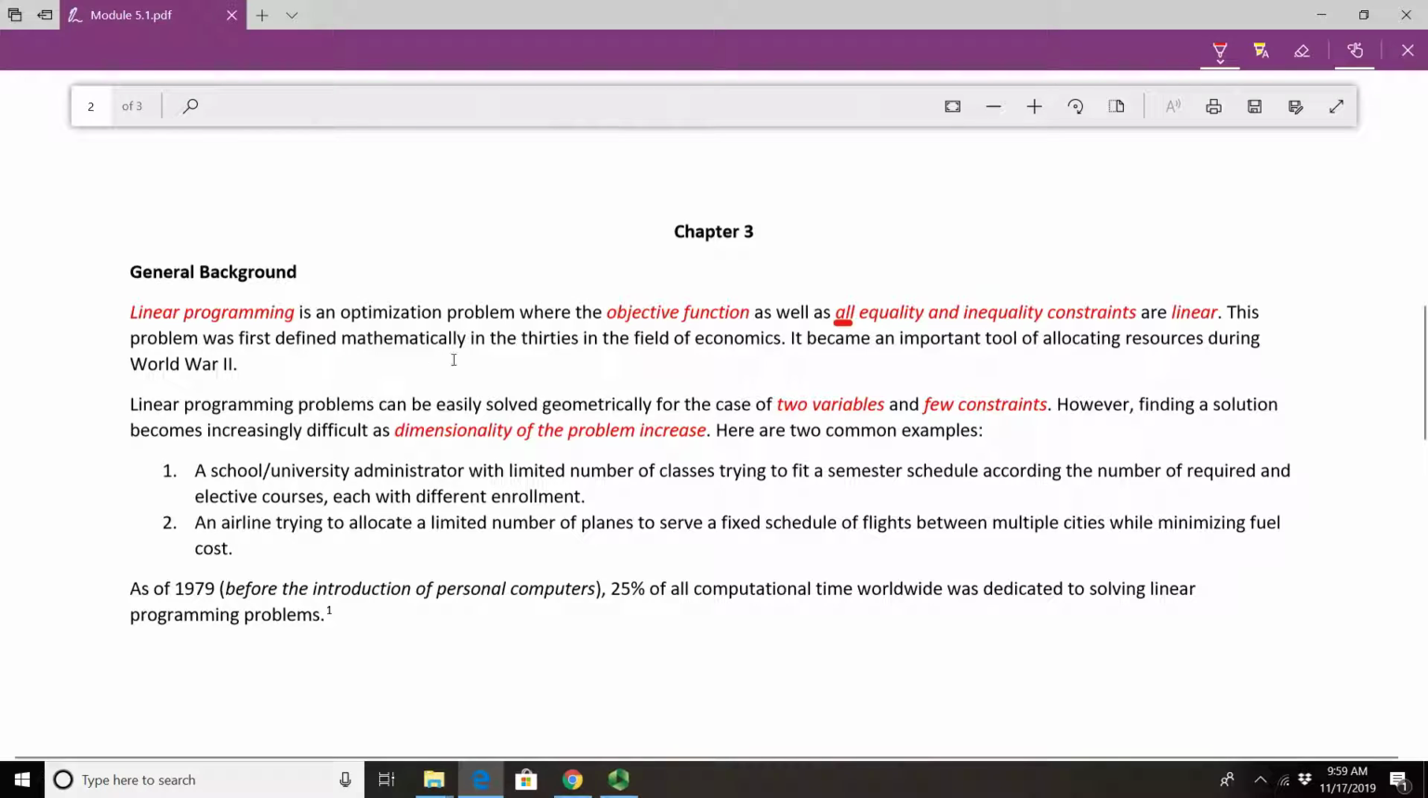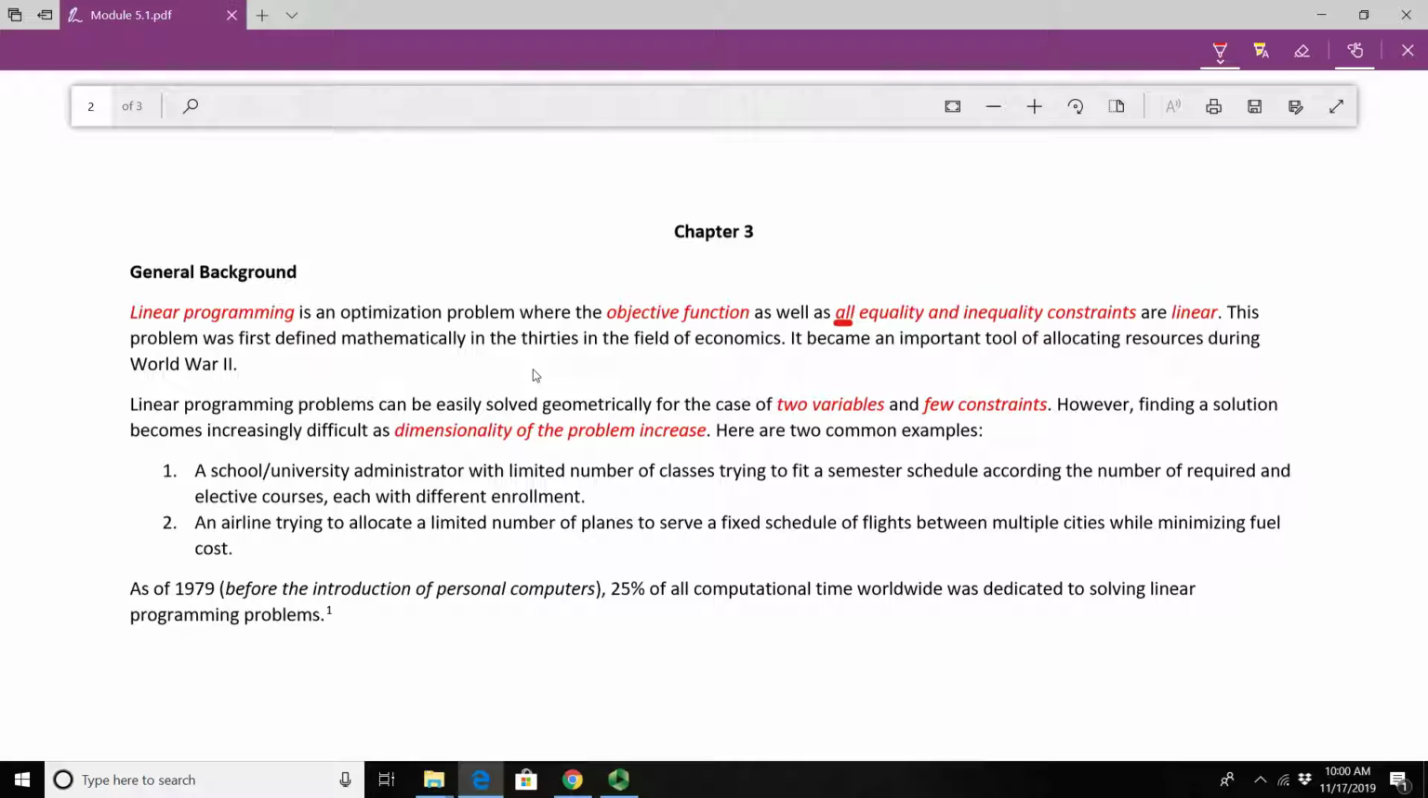The problem was first defined mathematically in the 30s in the field of economics, and it became an important tool for allocating resources during the Second World War, where war planners in all countries had to move huge amounts of soldiers and materials across the world. They needed a way to economize the process, not to waste time, sending soldiers, supplies, armament to places all over the world using a fairly limited amount of resources, typically ships or railway.